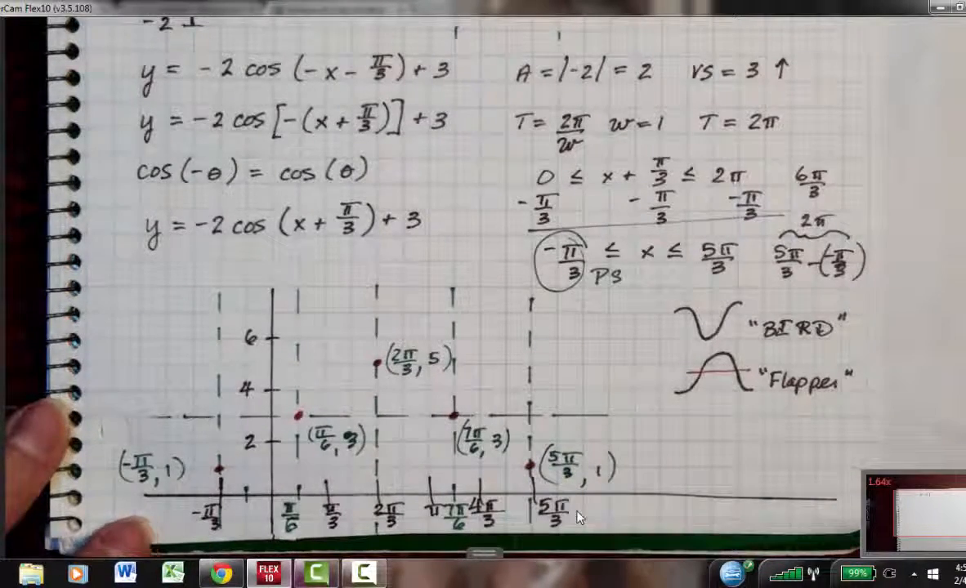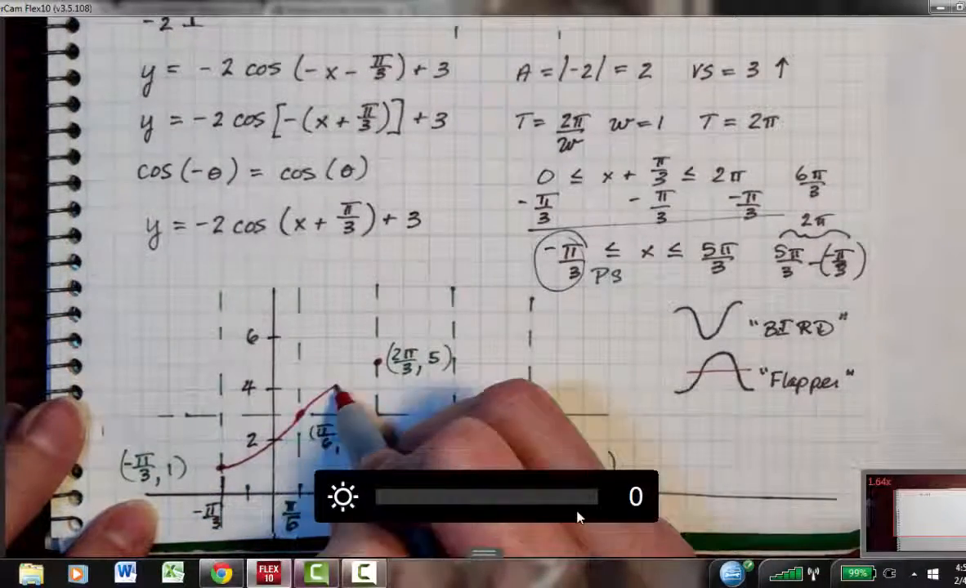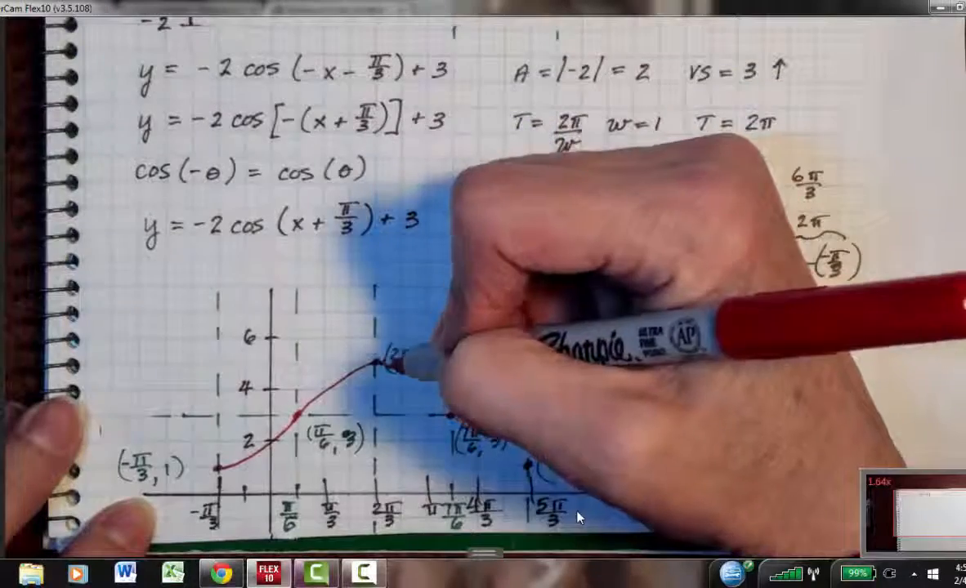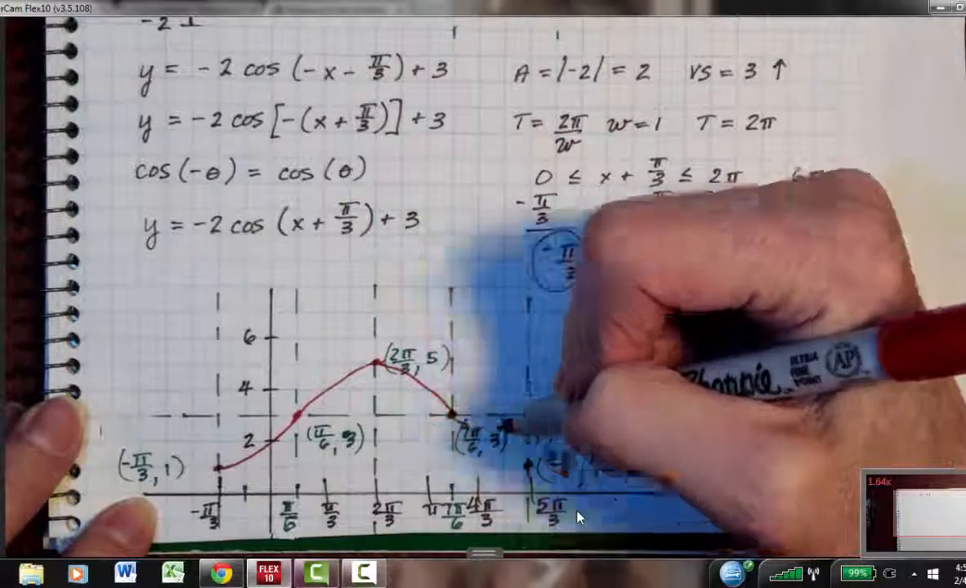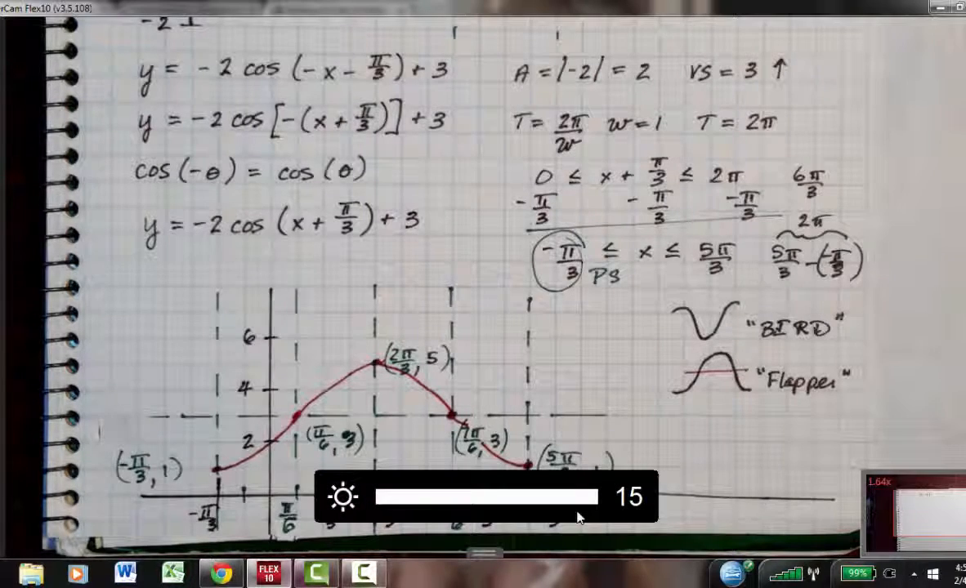Then I'm going to connect all my dots. I'm going to have a nice curve going on here. And now I have graphed one cycle of my cosine graph for this particular problem.